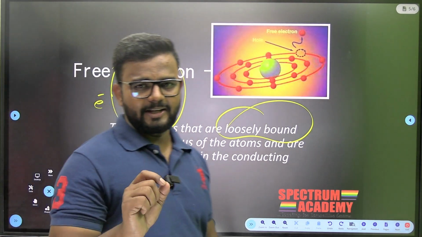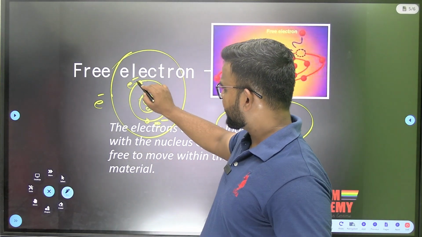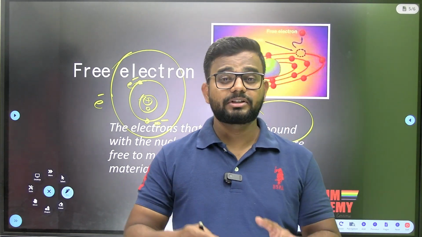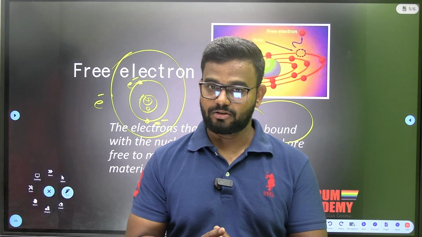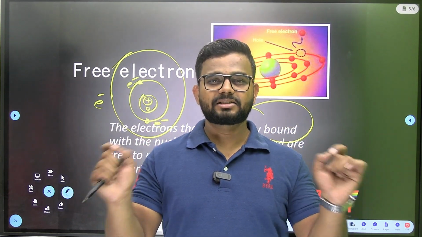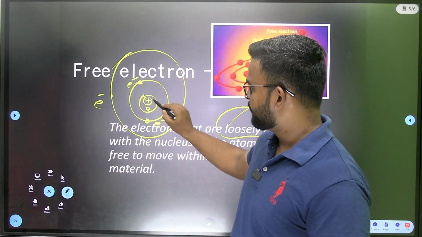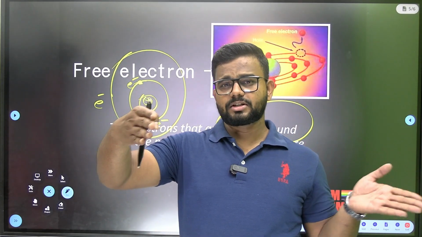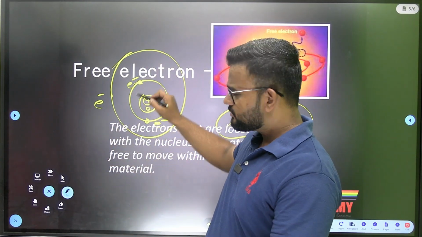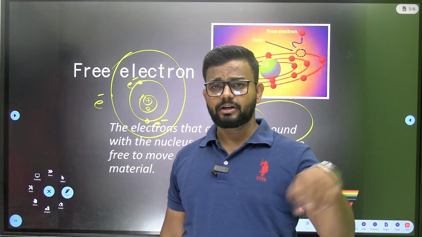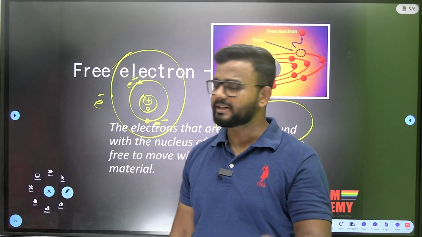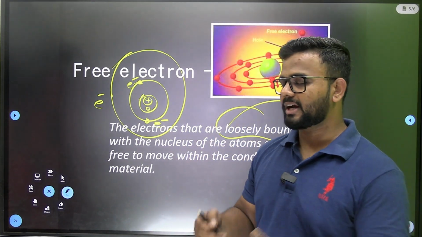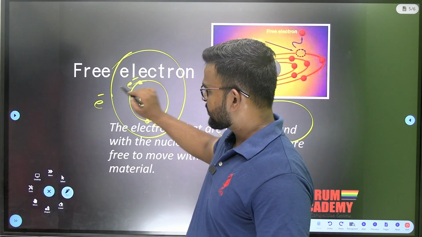Now, one basic thing: this electron and the proton present inside the nucleus will have an electrostatic force of attraction. I've already told you, two opposite charges always attract each other. The proton has positive charge and the electron has a negative charge, so they'll attract each other. So between the electron revolving around the nucleus within the specified orbit and the proton present in the nucleus, there is an attractive force.